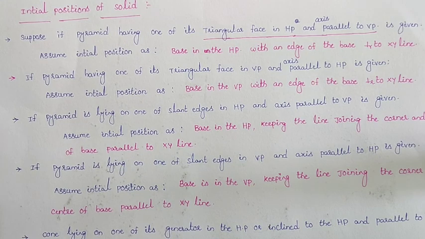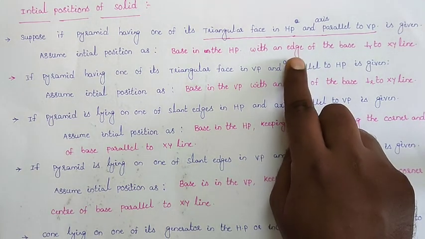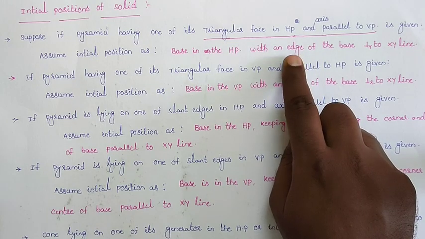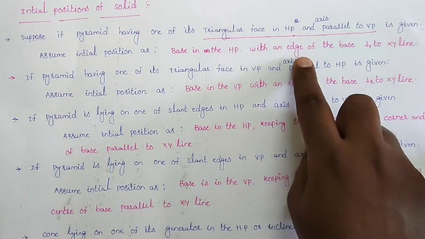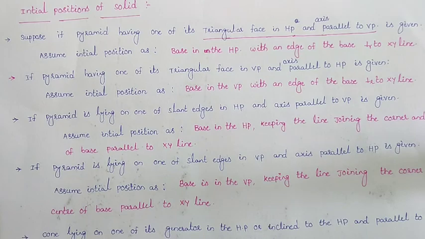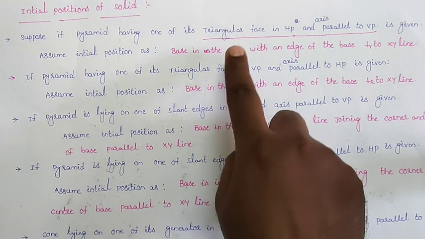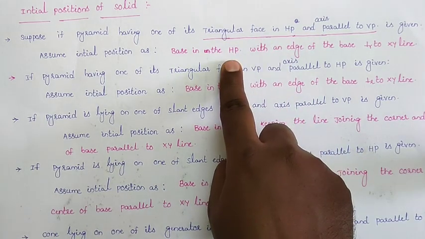We know that whenever the base is on the HP, the axis is perpendicular to the HP. So when the axis is perpendicular to the HP, we will draw the top view of our diagram in this position, perpendicular to the reference line. The edge of the base we can draw perpendicular to the reference line. So here the top view is the base when the triangle face is on the HP.